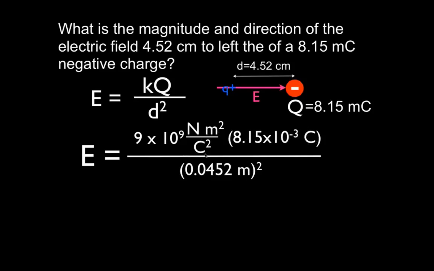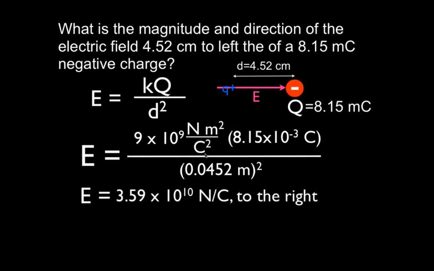I'm left with newtons per coulomb, and that's the definition of the electric field, newtons per coulomb. So your answer better be in newtons per coulomb, and when you do that, you get that the electric field, 4.52 centimeters to the left of that 8.15 millicoulomb charge, is 3.59 times 10 to the 10th newtons per coulomb, to the right, magnitude and direction.